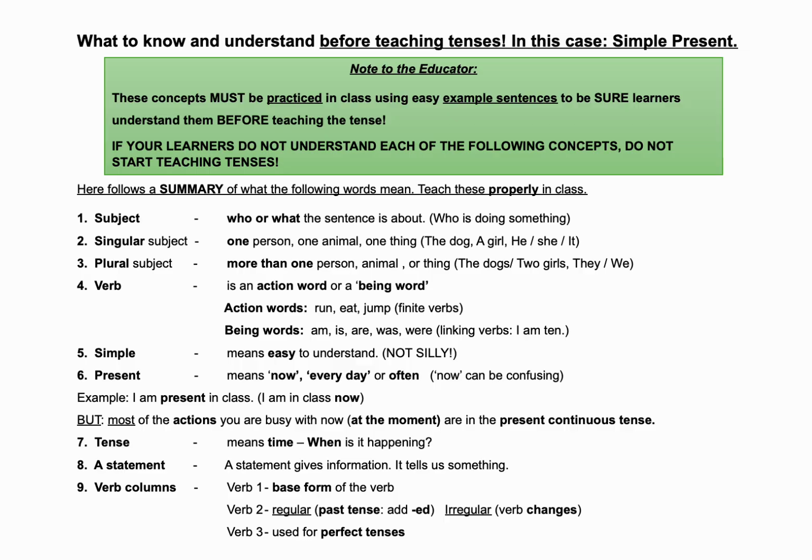Verb columns. There are 3 verb columns in English. Verb 1, verb 2, verb 3. Verb 1, the base form of the verb. Verb 2, irregular verbs. You will find in the verb 1, 2, 3 column. That is the most common. And there's also the regular verbs where you add the ed and you use it for past tense. Verb 3 are used for perfect tenses. That is the 3rd column.